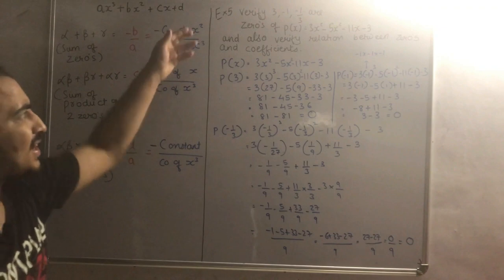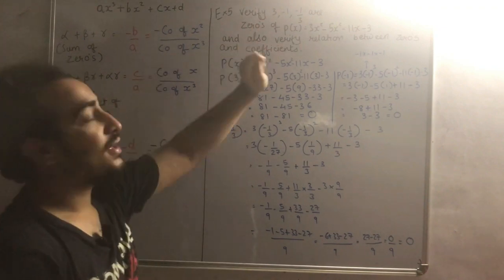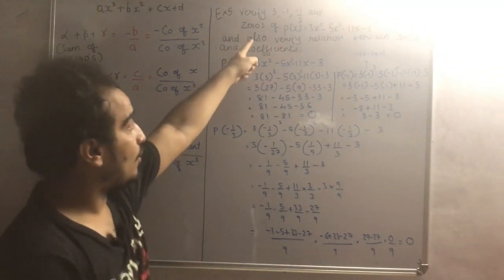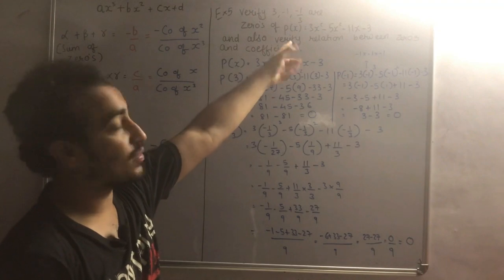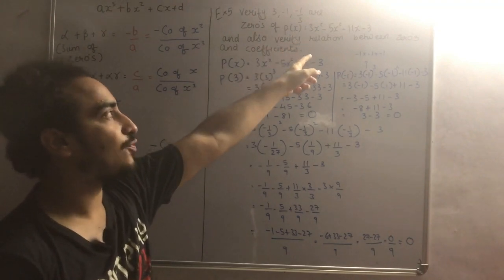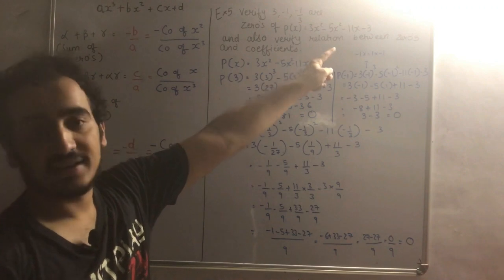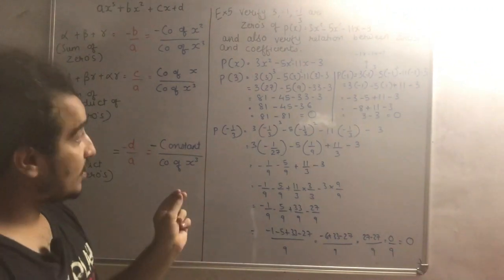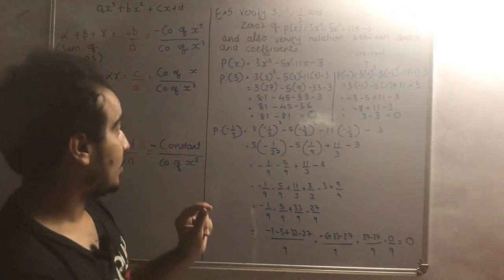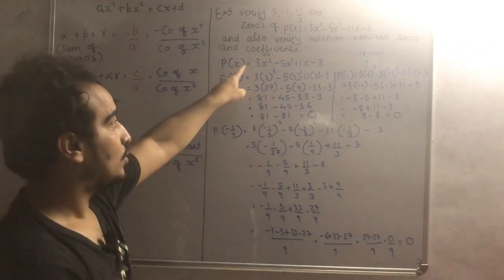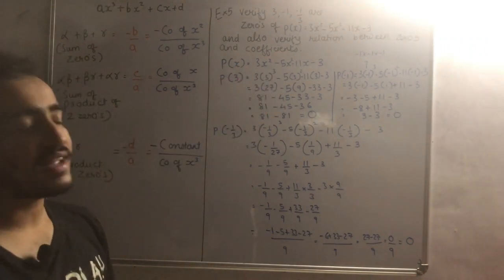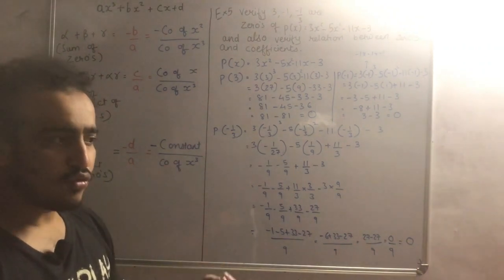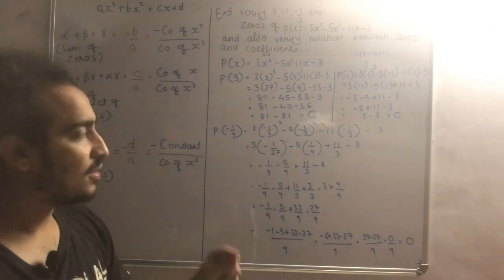Okay, so now let's take an example. Verify that 3, minus 1, and minus 1 by 3 are zeros of p of x, the polynomial 3x cube minus 5x square minus 11x minus 3. And also we have to verify the relation between zeros and coefficients. Now p of x equals 3x cube minus 5x square minus 11x minus 3. So now we know what zeros are. Zeros means a value of x for which the answer of the polynomial is 0.